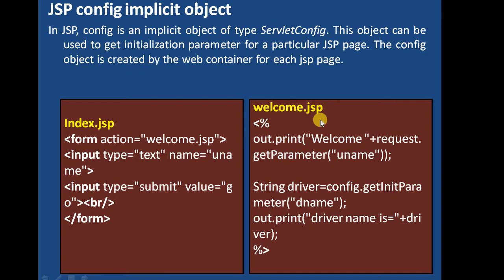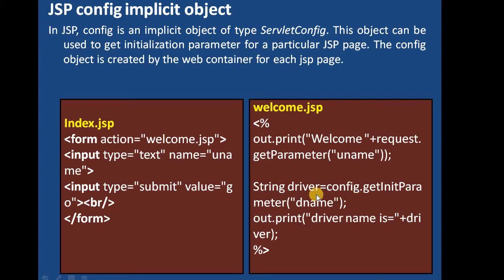And on welcome.jsp, we can use this request parameter to get the username. We can use the out object to print the username, and we can even get the driver name using config.getInitParameter with dname. This parameter is defined in another XML file called the web.xml file. From that web.xml file, we are fetching the configuration parameters and storing them into the string value. And now we can print this string value.